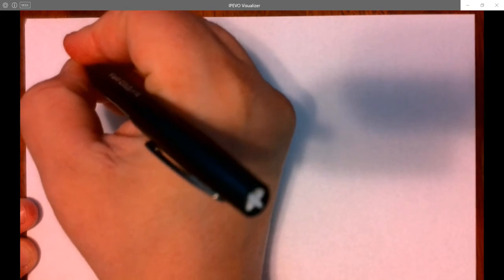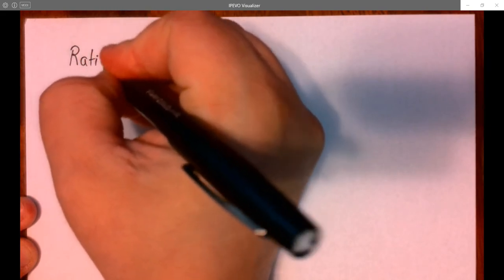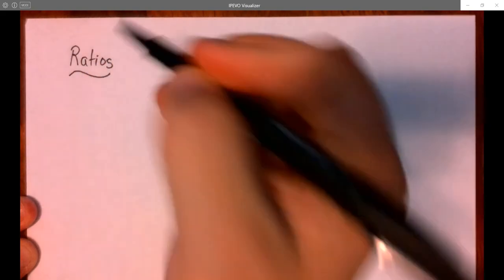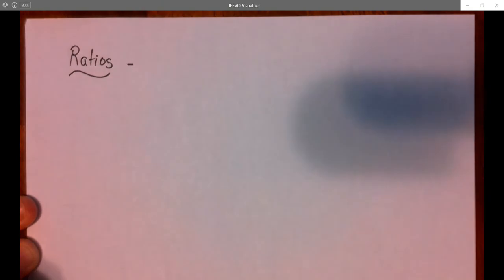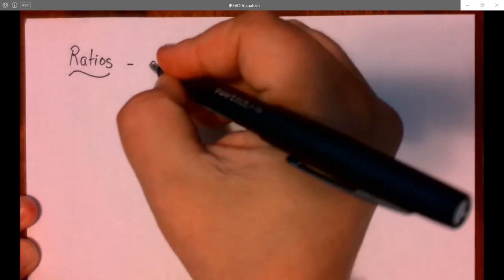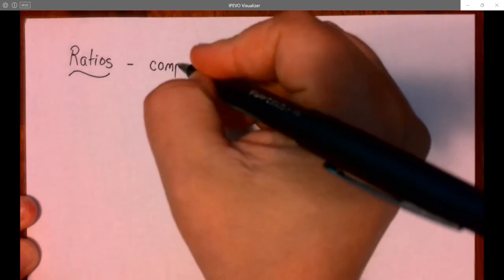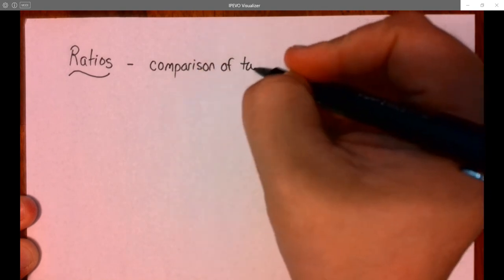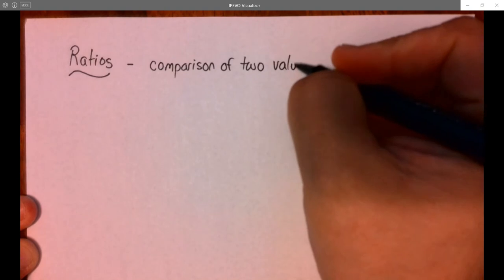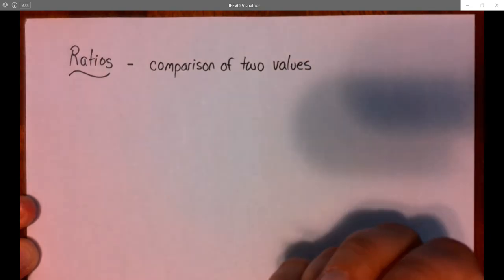So last class, we were discussing ratios. So a ratio is a pretty easy mathematical concept. It's a comparison of two values. And usually we're using division.